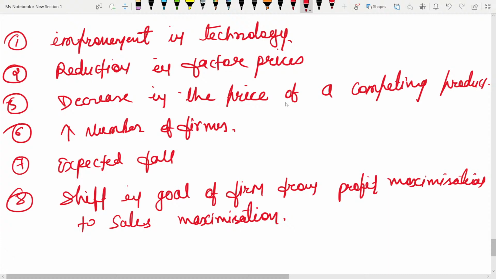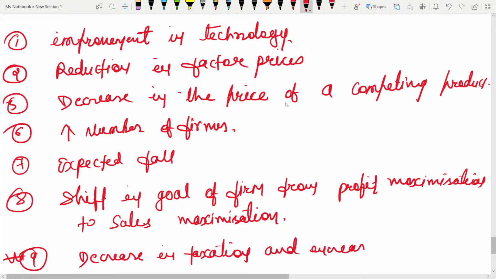Decrease in taxation or grant of subsidy. This also, this ninth point, says that decrease in taxation will also help in increasing supply. Okay, so decrease in taxation and increase in subsidy, both can help in increasing supply. So this also comes in the increase in supply. So these are the points that we have taken here. Okay, increase in subsidy.